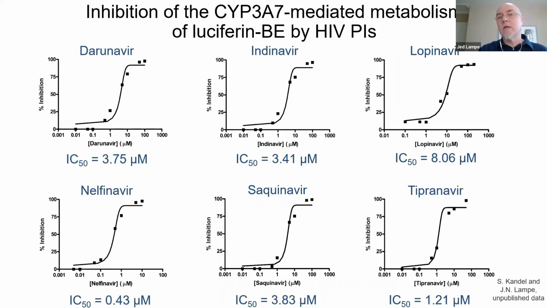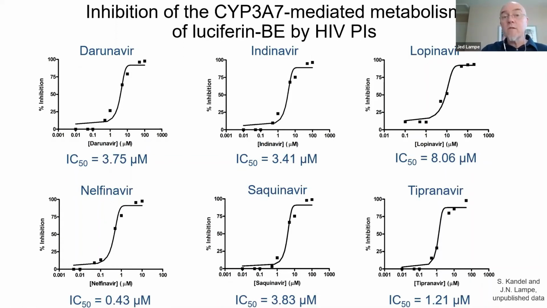So we decided to look at many of these HIV protease inhibitors, since we knew they were CYP3A4 inhibitors, to see if they were CYP3A7 inhibitors. And indeed, many of them did inhibit oxidation of this luciferin substrate. So this is a luminescent substrate. It's not a native substrate of CYP3A7, but it gave us an indication of how potent the inhibition might be with some of these protease inhibitors.